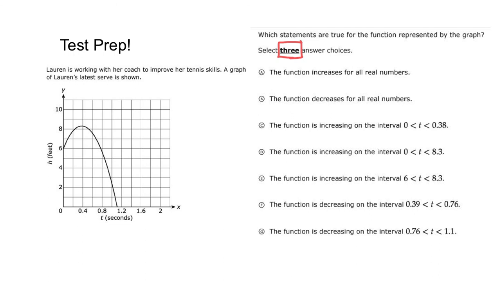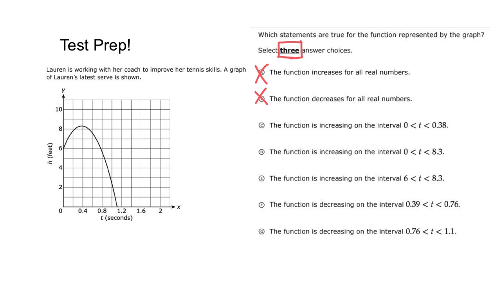So A says the function increases for all real numbers. Well, looking at this, we know it doesn't increase at all numbers because it increases here, but then it decreases again. So it can't be A. B says it decreases for all real numbers. Well, we know that's not true either. So now we've got questions about where it's increasing or where it's decreasing.